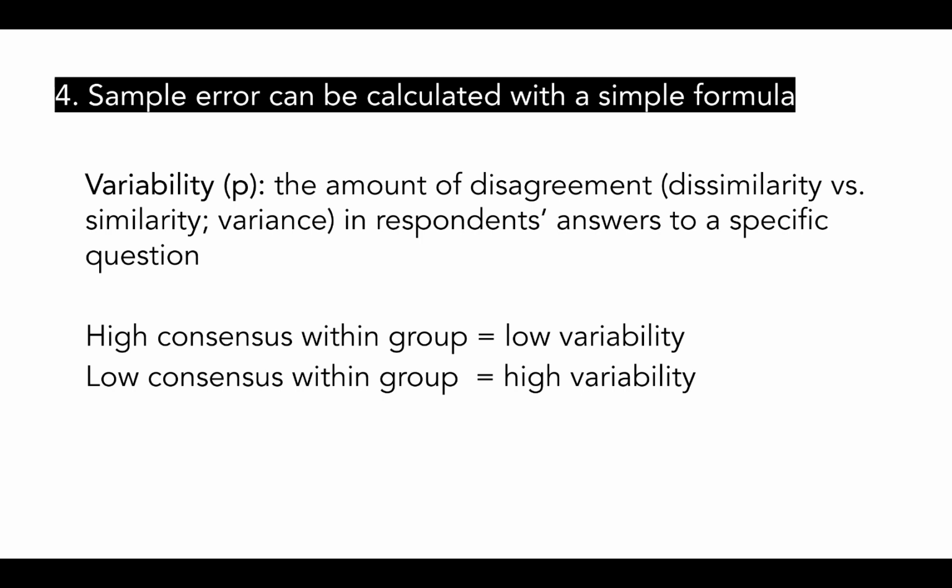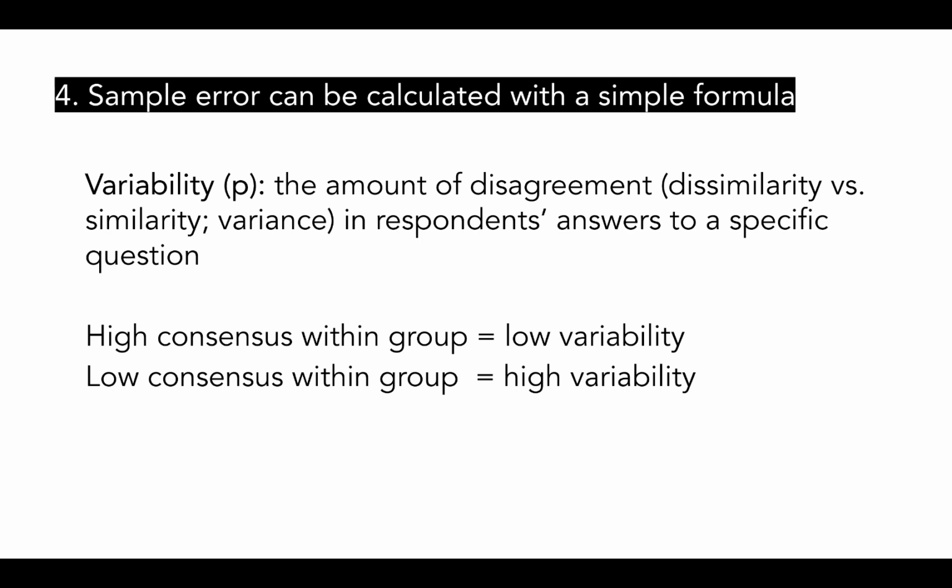Variability is the amount of disagreement, or dissimilarity versus similarity, also called variance, in respondents' answers to a specific question. High consensus within a group or within your sample means low variability. Low consensus within a group means high variability. In other words, it's a way to measure to what extent people are on the same page. And this could be about an opinion-related question, or could be something physically verifiable, such as shoe size or height or age.